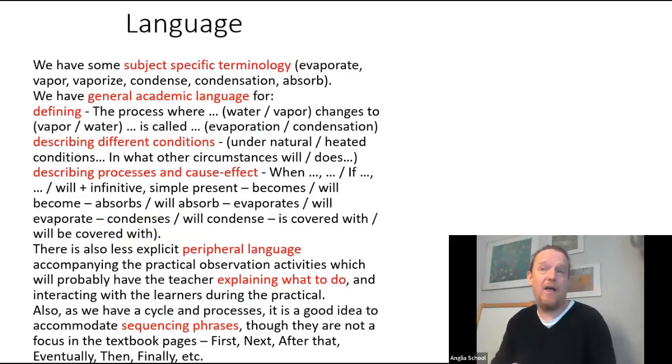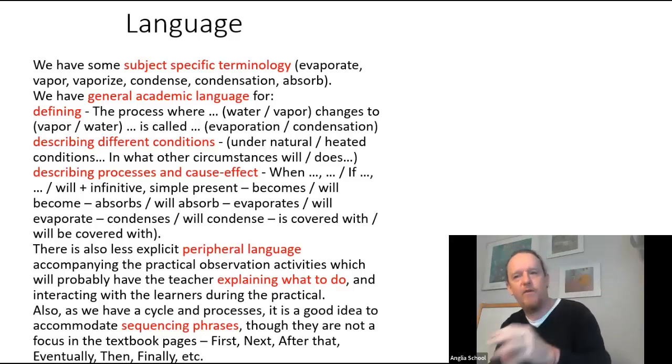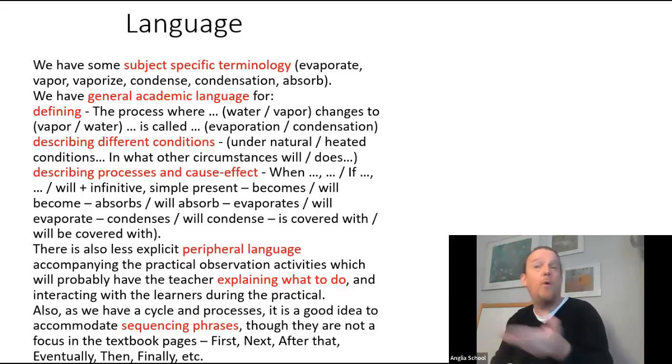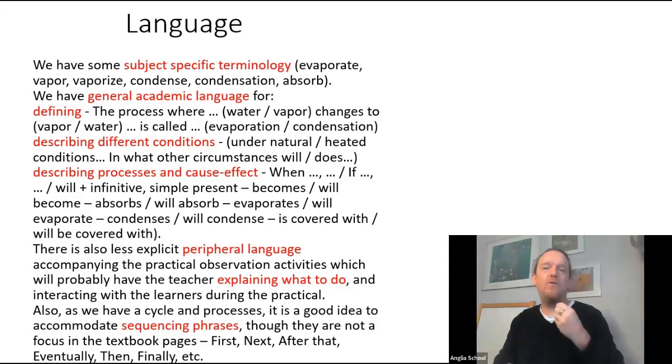The language highlighted, as I say, I've highlighted in terms of subject-specific terms, general academic terms, and then peripheral language. In terms of subject-specific terms, evaporate, vapor, vaporize, condense, condensation, absorb are all there in these pages. We've got general academic language for defining, for describing conditions, for describing process and cause and effect. And we've got peripheral language, which is more to do with explaining what to do, giving instructions. We've got some sequencing phrases, which bridge the space between general academic and peripheral classroom instruction language.